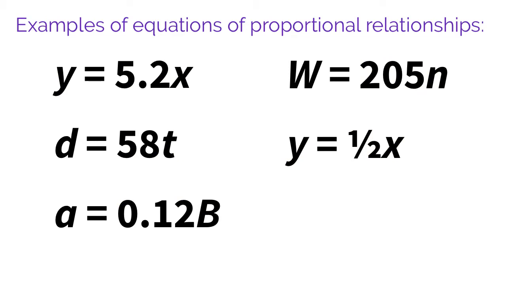Alright, and here are some examples of equations of proportional relationships. As you can see, it has that look we were talking about, where we have the variable on the left, we have the equal sign, we have a number, and then a variable on the right of that number. It can look like y and x, d and t, a and b, w and n, and again, y and x. It doesn't matter. As long as it has that classic setup, it should be considered a proportional relationship. So these variable letters don't matter. And it doesn't matter if k is a whole number, a fraction, or a decimal.